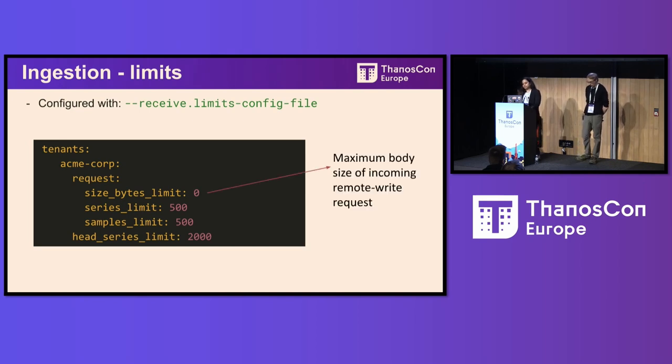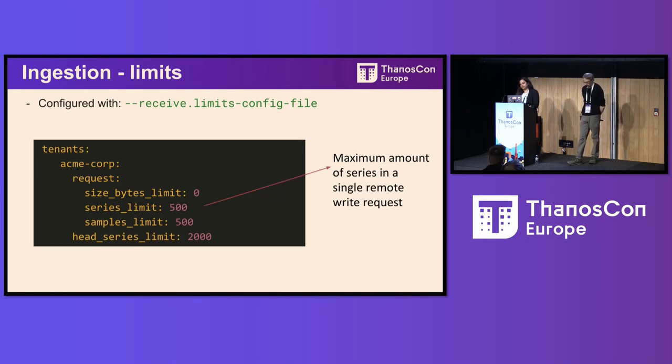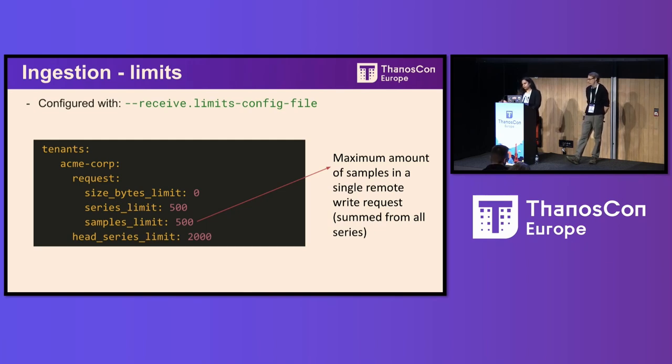Looking at per-tenant limits, the limits are set at the request level. So we have the size bytes limit, which is basically the maximum size of the incoming remote write request, zero meaning no limit. Then we have the series limit, which is the maximum amount of series in a single remote write request that can be sent for that tenant. And then there's the samples limit, which is the number of samples in the remote write request, a sum from all the series that are a part of that request.